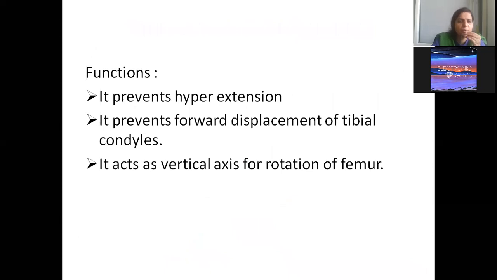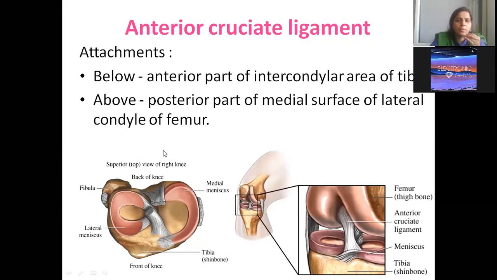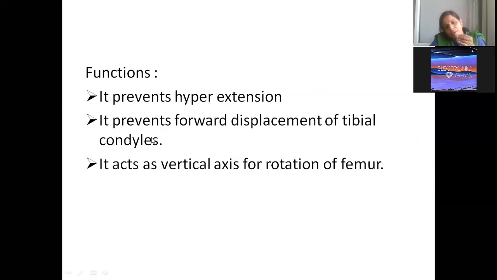Okay. So now coming to the anterior cruciate ligament, what does it do? It prevents hyperextension. It is present in front. It will check the overextension of the knee joint. It also prevents forward displacement of the tibial condyles, and acts as a vertical axis for rotation of the femur.